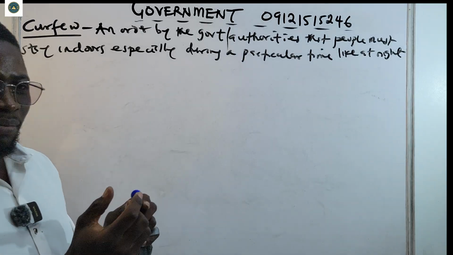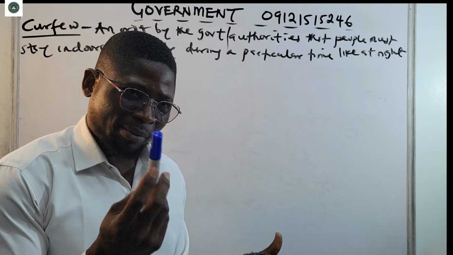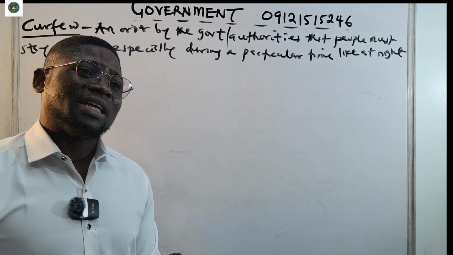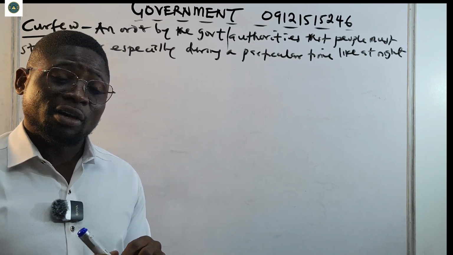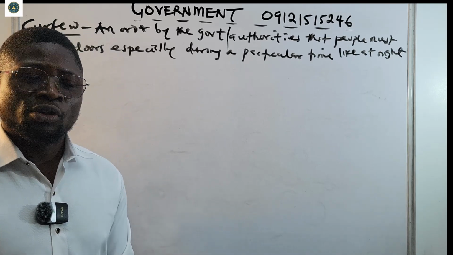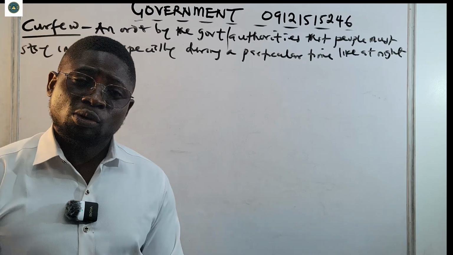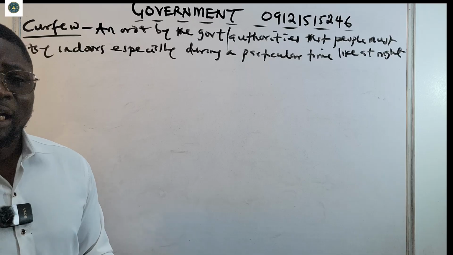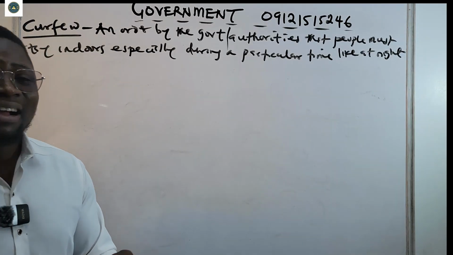So why is it like this? Because maybe there's a riot, or maybe they got intelligence that terrorists are coming or something like that. They may declare that everybody should stay indoors. Even in my local government area, the headquarters, armed robbers came to steal for one full day. They were there shooting guns. A curfew was placed that everybody should stay indoors, and anybody they catch during a particular time can be arrested because they have violated the law.